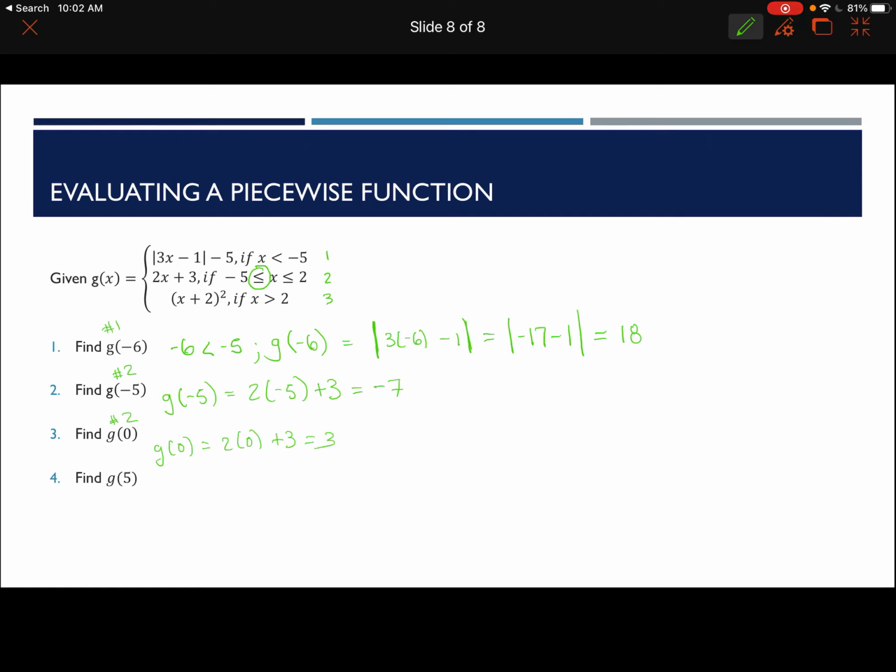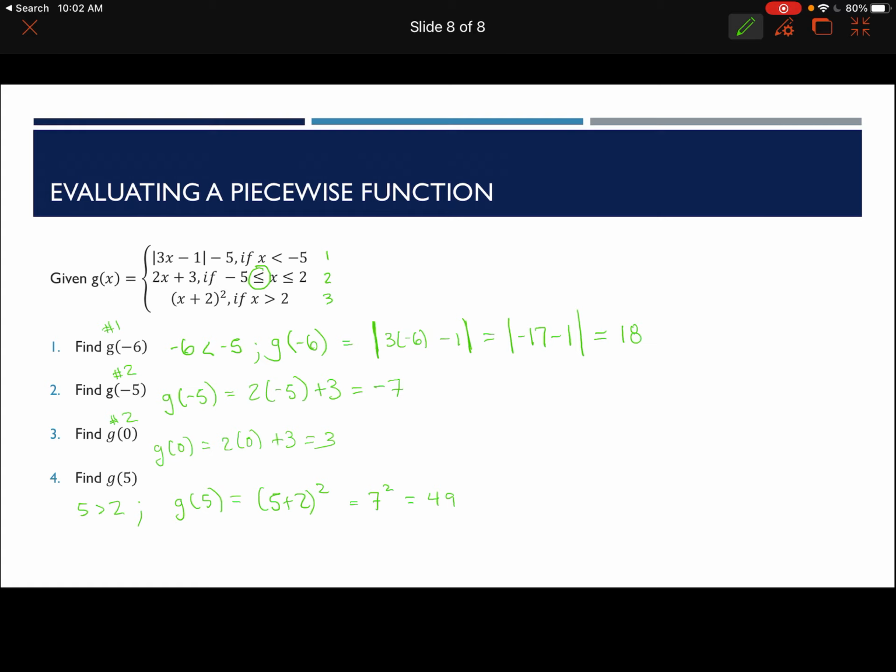And then g of 5, since 5 is greater than 2, you want to use the bottom equation, equation number 3. And so we're going to have g of 5 is equal to 5 plus 2 squared, which is going to equal 7 squared, which equals 49.